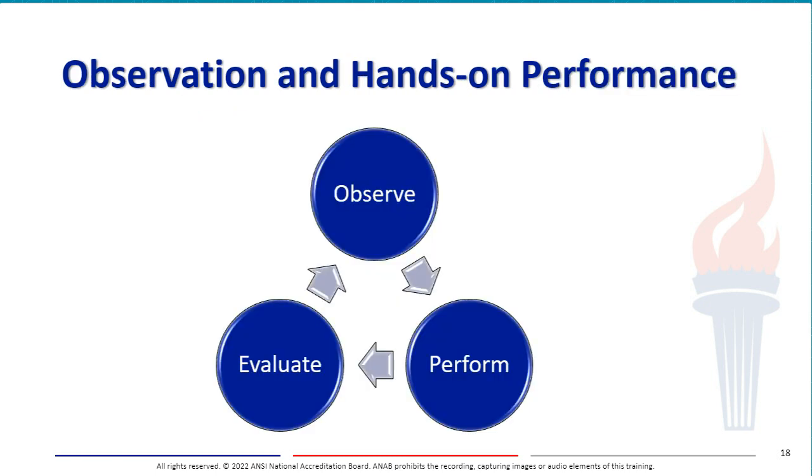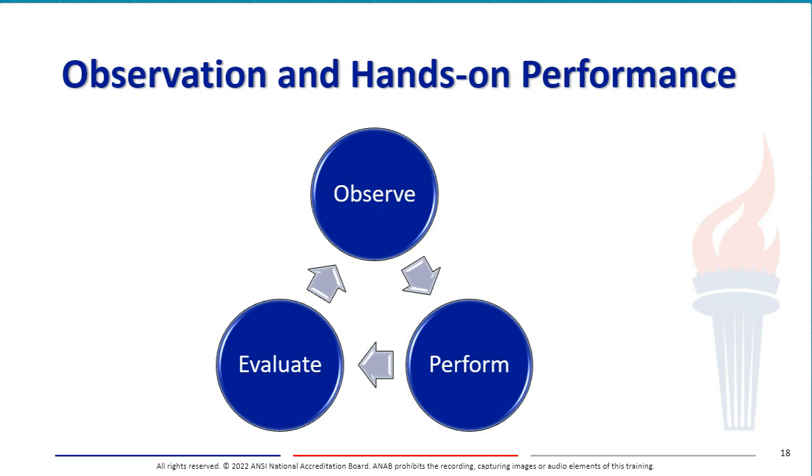Observation and hands-on performance is one of the most common forms of competency development. This sometimes is called train the trainer. The person being trained observes the trainer perform the task or activity. Then the trainee performs the task or activity, and the trainer evaluates performance. As an aside, this also is a good way to catch, so to speak, if the written procedure matches the actual performance of the process.